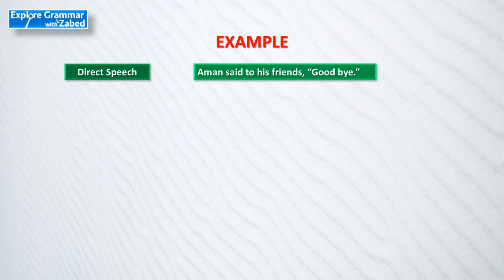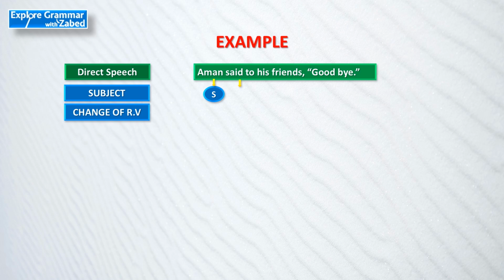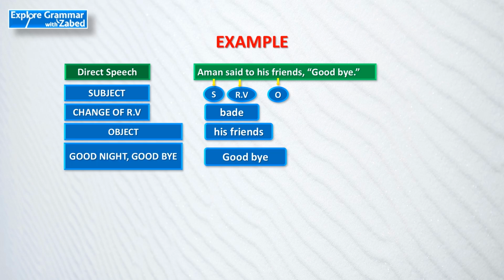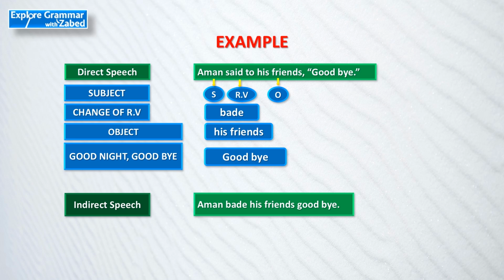Let's look into an example of it. Aman said to his friends, "Goodbye." Here, Aman is the subject. Instead of the reporting verb said to, we'll use bade here. Object is his friends. And the farewell word is goodbye. Therefore, after implementing all the steps, the final answer of the indirect speech looks like, Aman bade his friends goodbye.